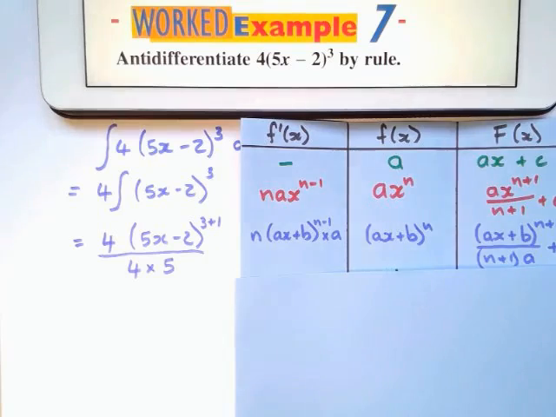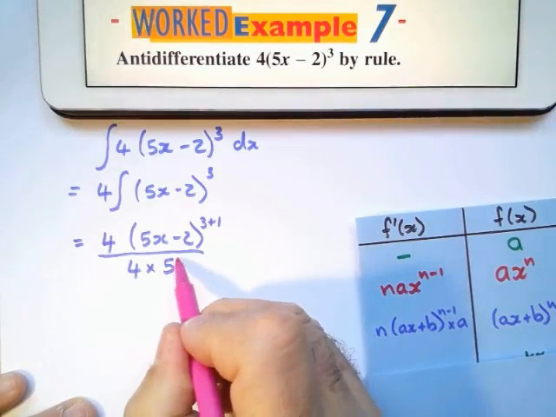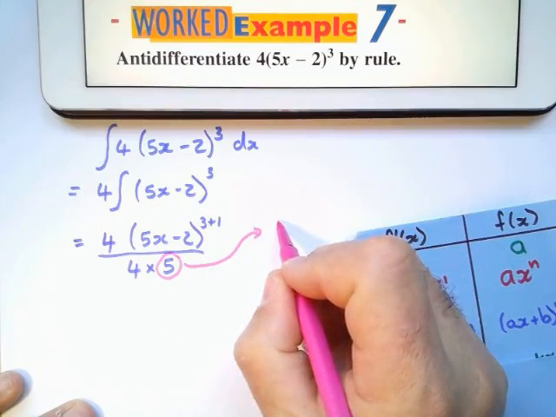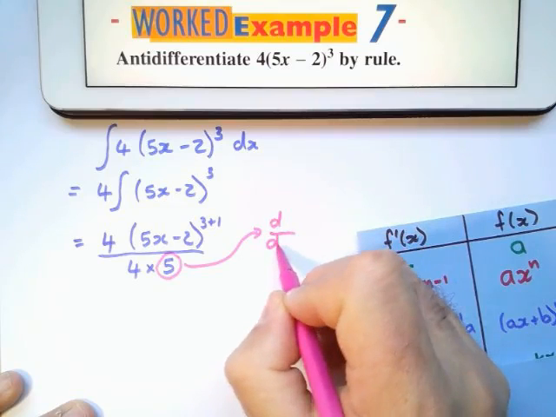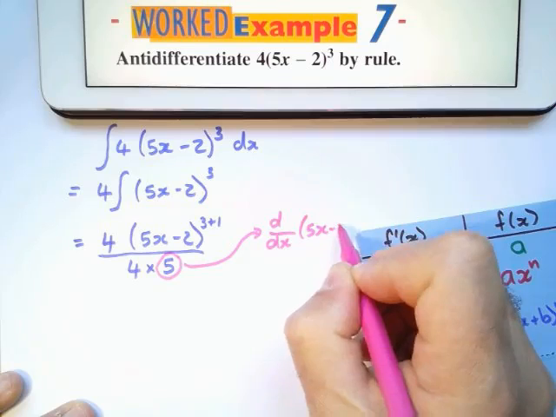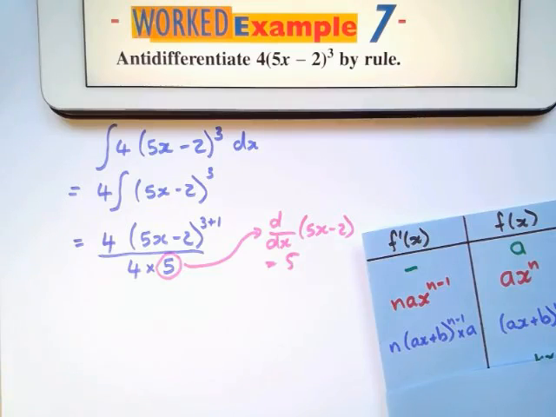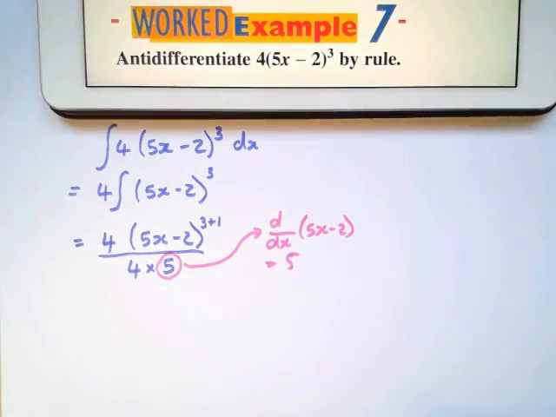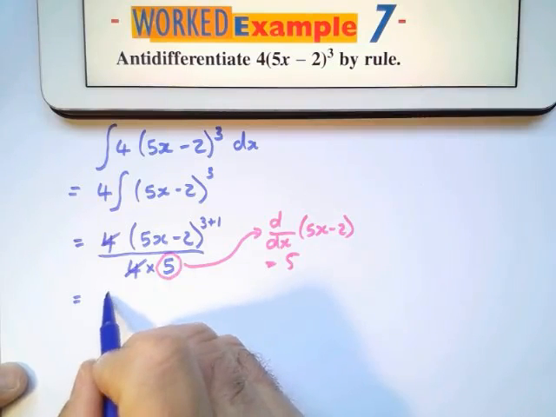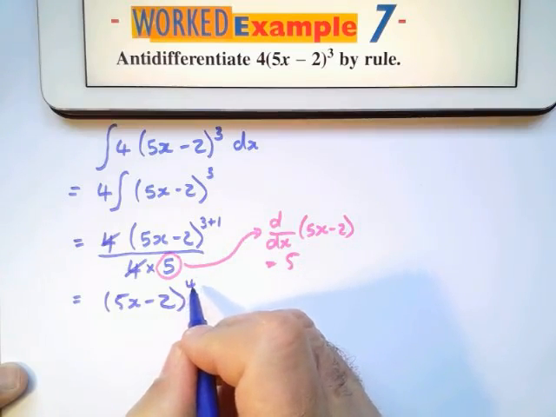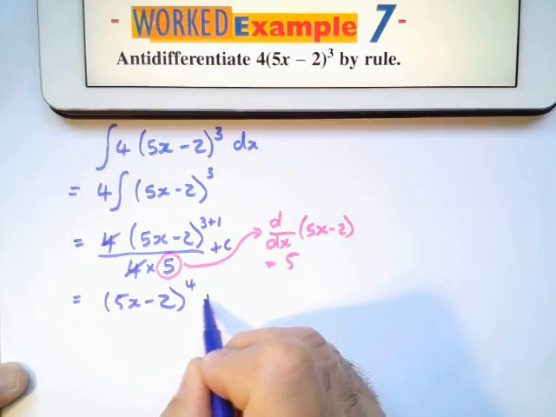I'm going to put a little reminder next to here to say this 5, where did that 5 come from? Well, that is the derivative. That is d/dx of 5x minus 2 equals 5, and that is where that 5 comes from. All I have to do now is simplify. So this 4 cancels with that 4. Now, again, two different ways of writing this. This is then 5x minus 2 to the power 3 plus 1, which is 4, plus c.